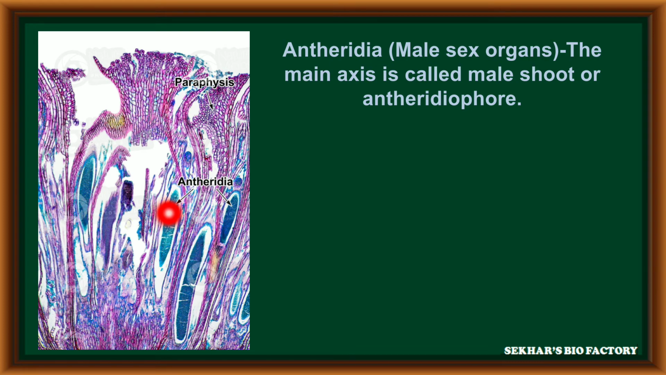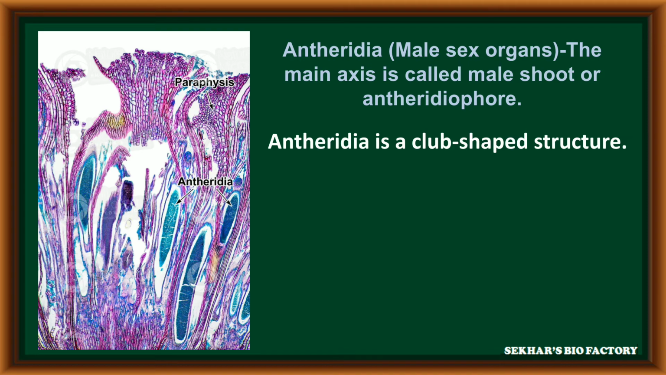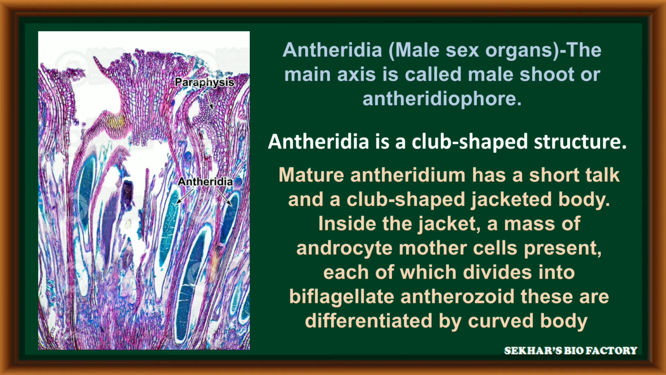Antheridia are the male reproductive organs. The main axis contains many male reproductive organs like antheridium, and it is called antheridiophore. Each antheridium has a club shape in its structure. A matured antheridium has a small stalk and a club-shaped jacketed body.